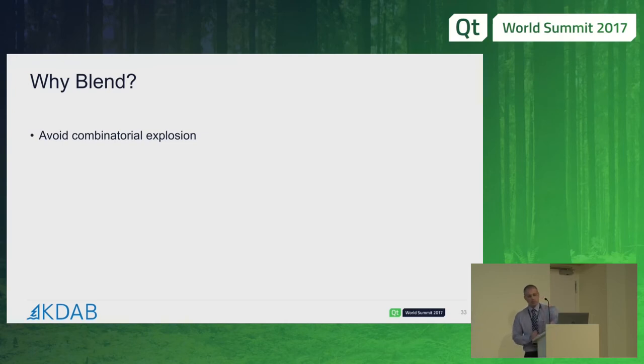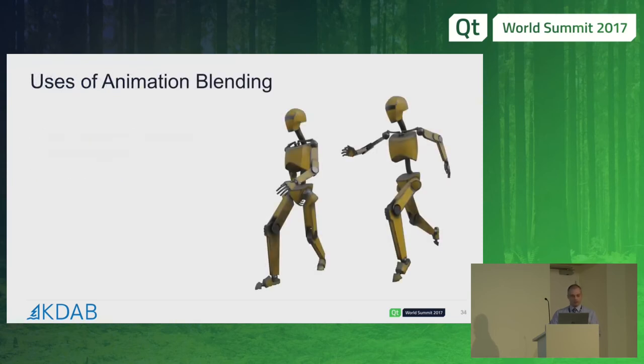And one reason we want that is to avoid a combinatorial explosion in the number of animations we have to have. And we also would like to be able to transition smoothly from one animation to another and control these at runtime with user input or other application data.